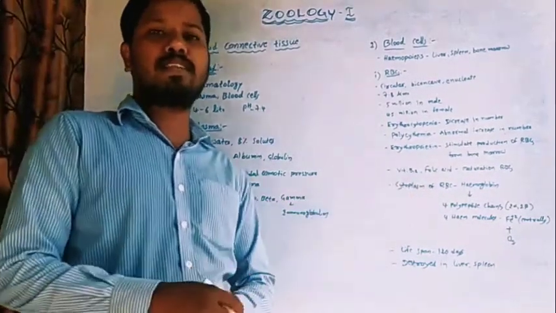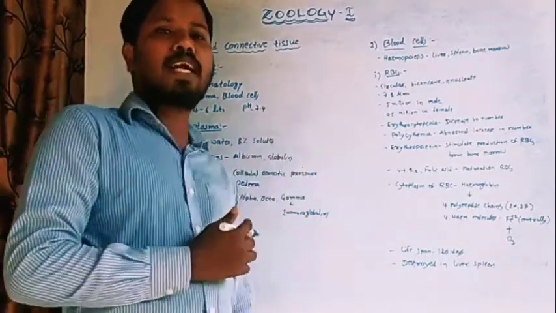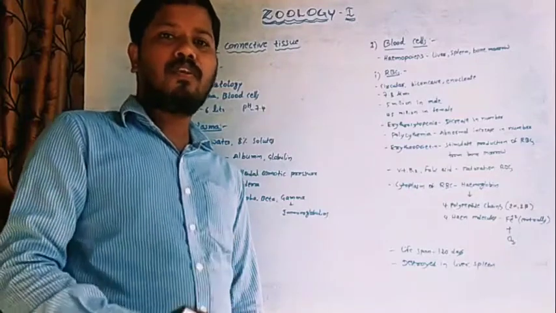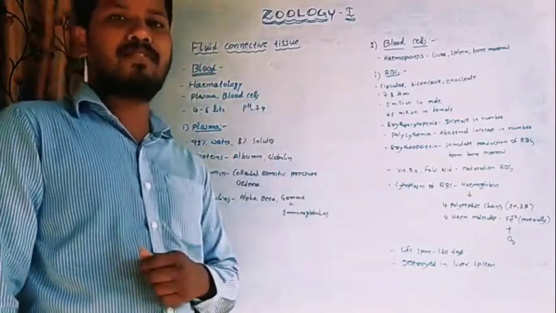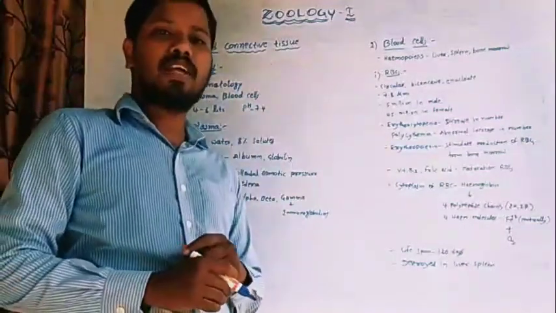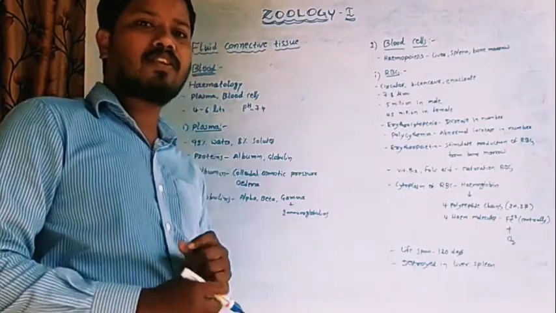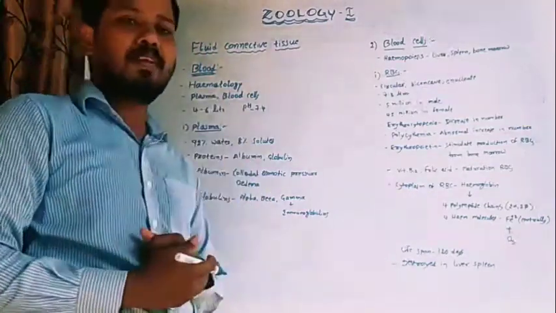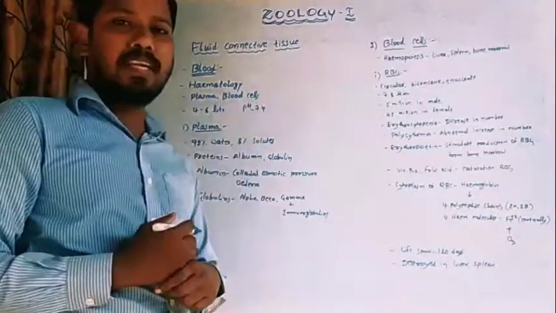Dear students, in this session I am going to explain about the fluid connective tissue. Fluid connective tissue includes blood and lymph. Let us discuss about the blood. The study of blood and its components is called hematology. The blood consists of plasma and blood cells.